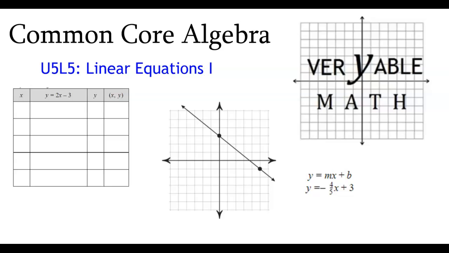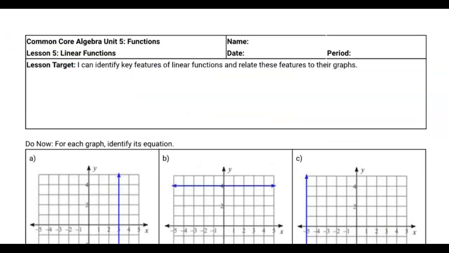Students, this is a video for the fifth lesson in the fifth unit, the unit on linear equations. This particular lesson is linear equations 1. We're going to be dealing with the specific key features that are in every linear equation, namely the slope and the y-intercept. We're going to get into that right now.